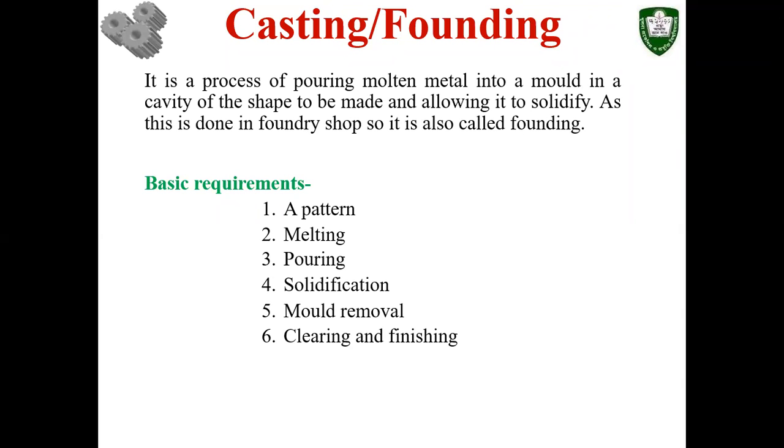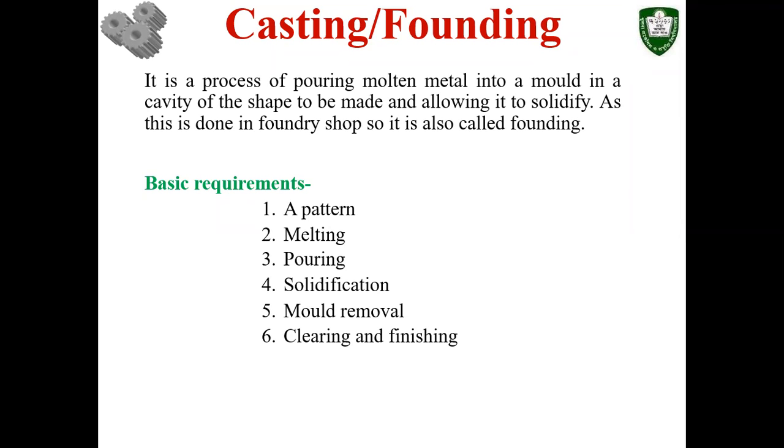And the second is the melting process. We need to have a melting process. Since we are talking about metallic parts, or any other parts in casting, the basic thing about casting is that you need to have molten metal or molten plastic or molten material which will flow into the cavity. The whole cavity will be filled up with the molten metal.